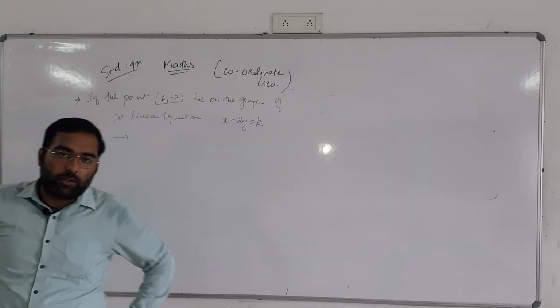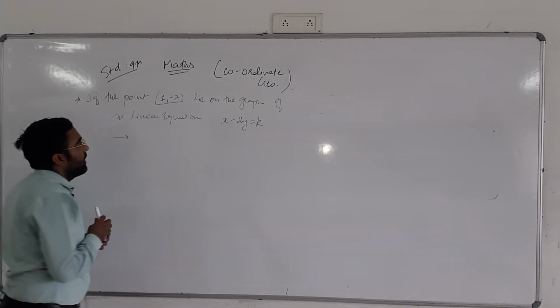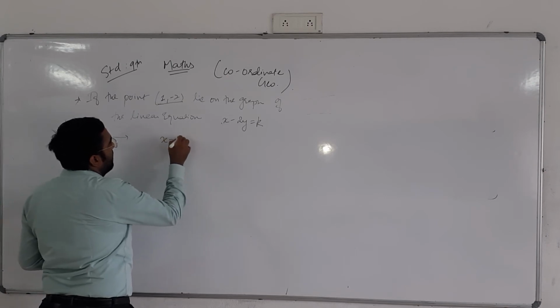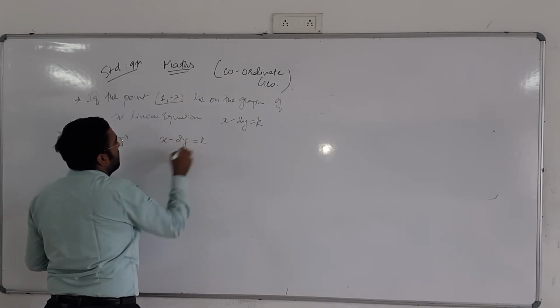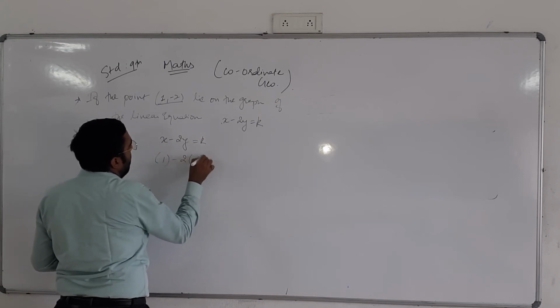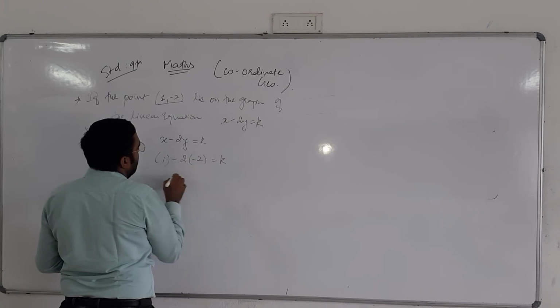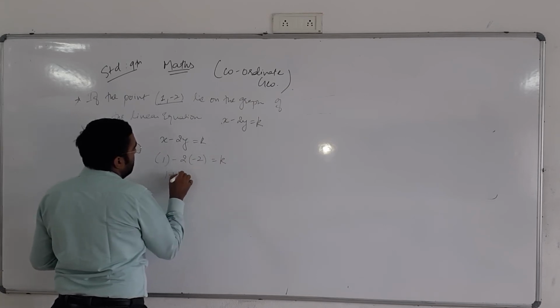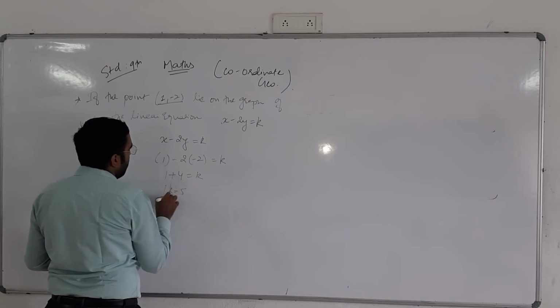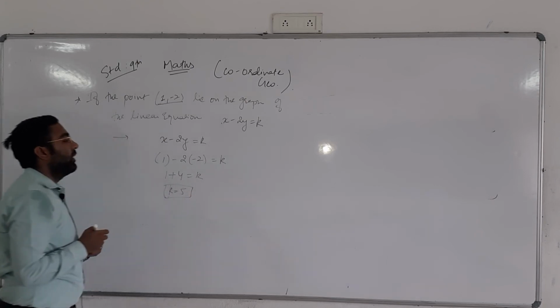Okay, done. Now I'll solve it. x minus 2y equal to k, therefore value of x is 1 minus 2, value of y is minus 2, equal to k, therefore 1 plus 4 equal to k, that is k equal to 5.